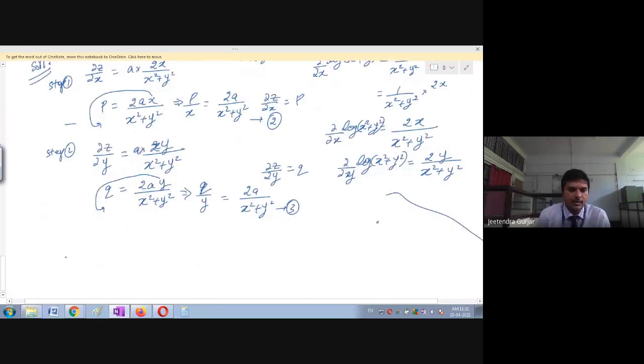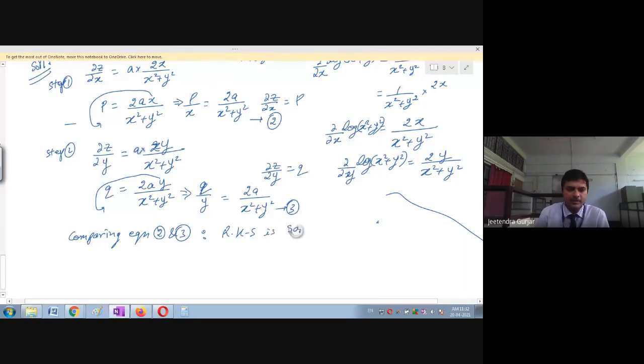Yes, you can compare these equations 2 and 3. Therefore, I will write here, comparing equations 2 and 3. Can anybody tell me what is equal? LHS is equal or RHS is same? Yes, here you can see RHS is same.